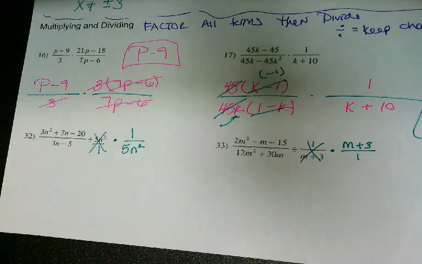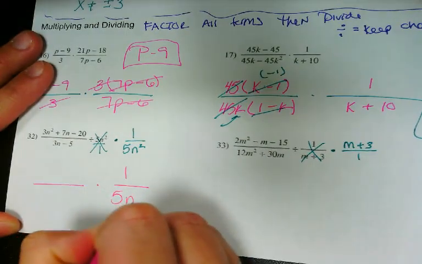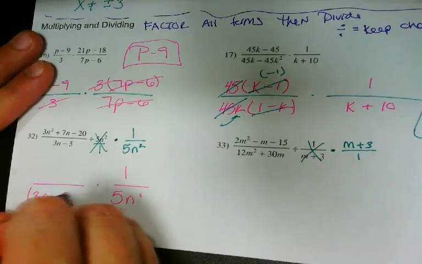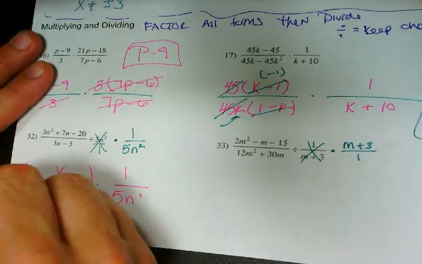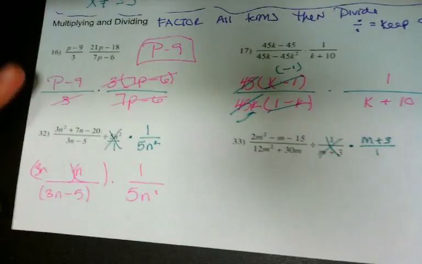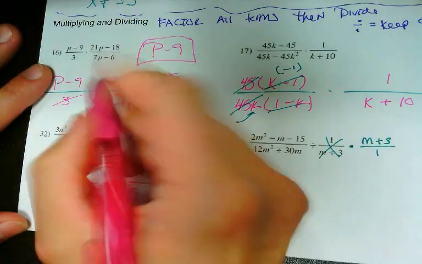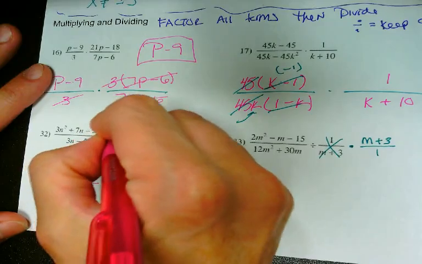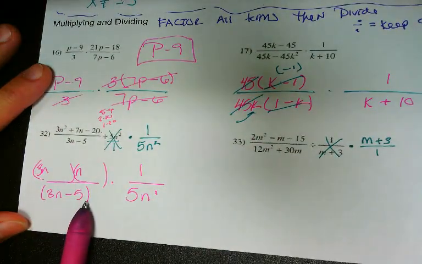All right, so we get our keep, change, flip. The only one that actually had to get factored was the top left, and it was a guess and check. 3 only had one option, so 3n and n. Now, 20 has a couple options, but here's where you want to be smart. Remember, the whole idea is that something's supposed to cancel. So if I'm multiplying to 20 and my options are 2 and 10, 1 and 20, or 5 and 4, what do I see down here? 5. So I'm probably going to start with a 5 and a 4 first.